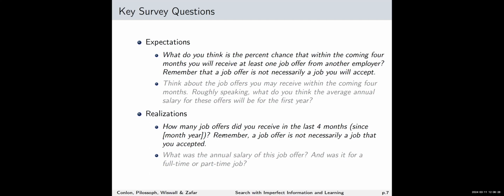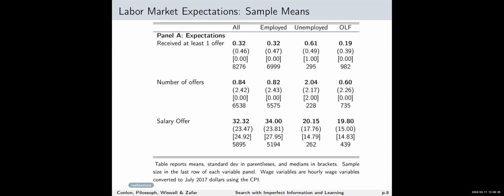How many offers they received in the last 4 months, and then we asked what was the annual salary of the job offer that they received. Okay, so here's just to show you what the data look like. If you look at the averages, here I'm splitting it all by employment status, and we're looking at average expectations for these various objects that we have. Nothing too surprising here in the sense that unemployed workers place a higher probability on receiving an offer. That's exactly because they're searching naturally.